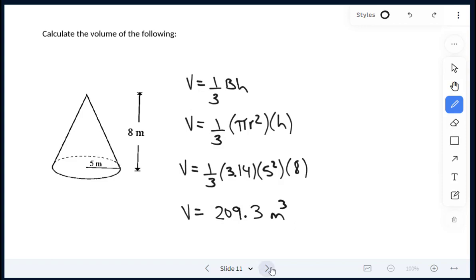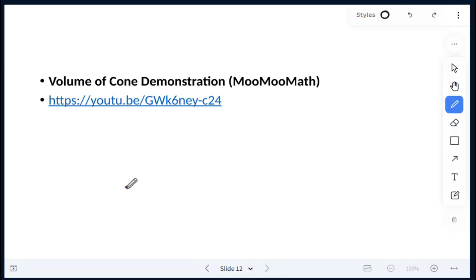All right, lastly, I just had a quick video. It's just showing how the volume, specifically for the cone, is 1/3 of a cylinder. So I'm just going to pause here.